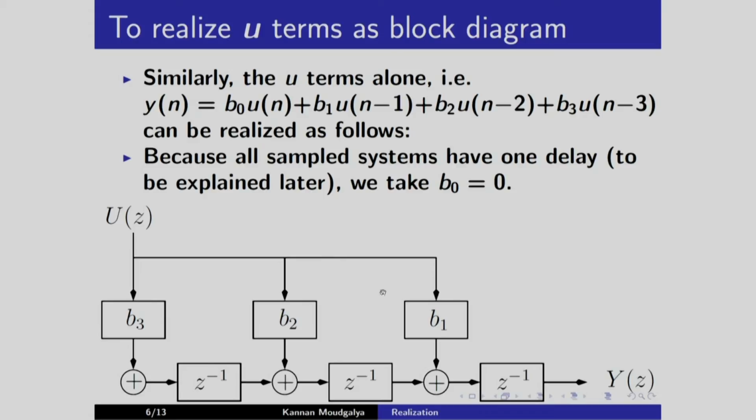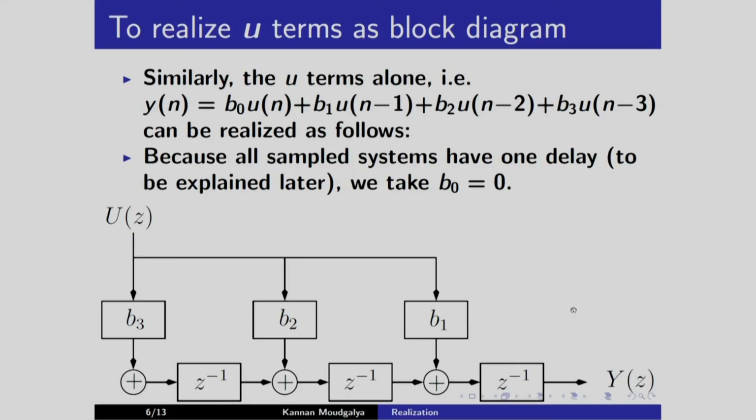So I claim that this block diagram implements this expression with B naught equals 0. It is very easy to verify. You see that B3 into U of n here, it goes through 3 terms of delay. So we have B3 into U of n minus 3. Similarly, B2 into U of n minus 2, there are 2 delays, and B1 into 1 delay term U of n minus 1. So this block diagram also can be understood very easily.